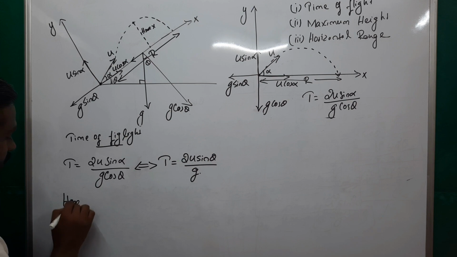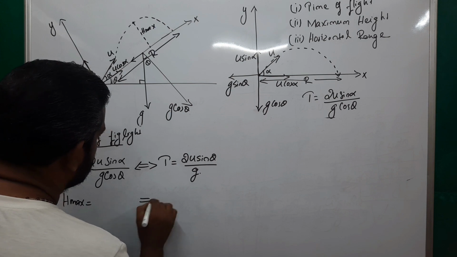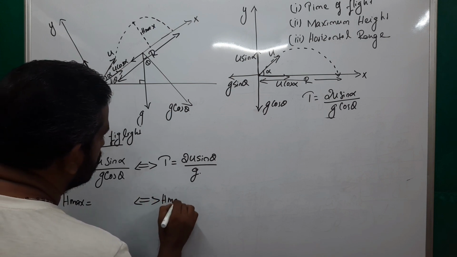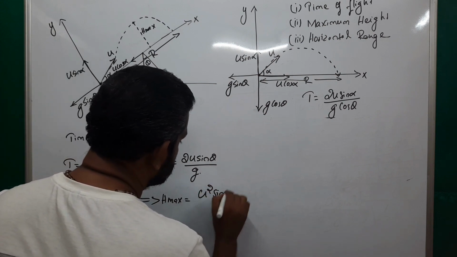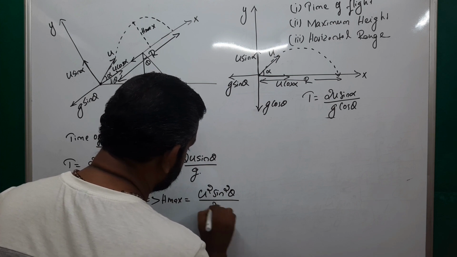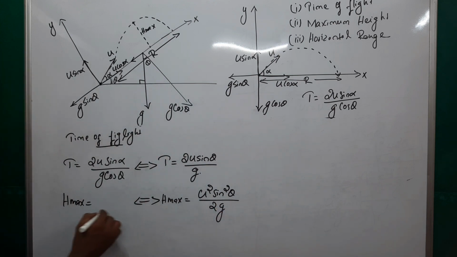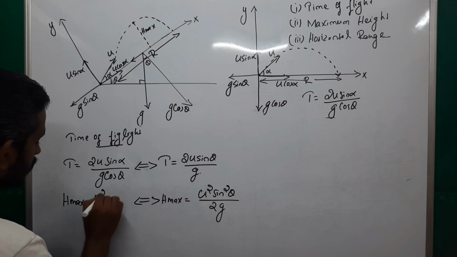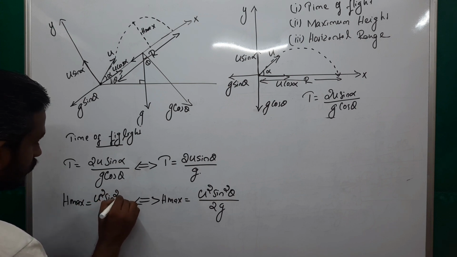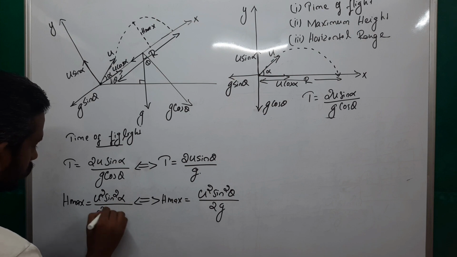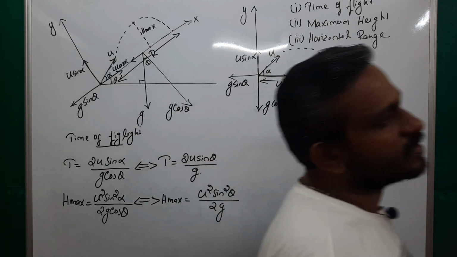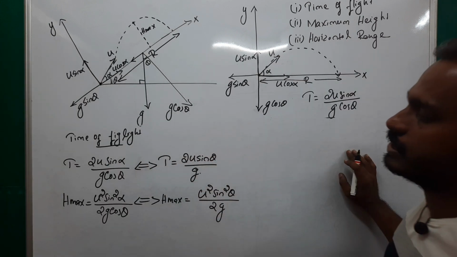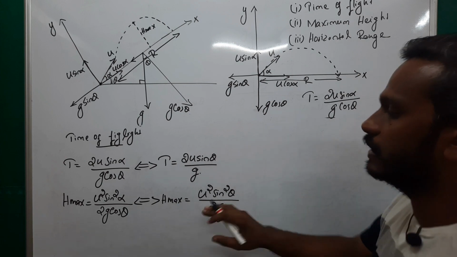So h max: what is h max? h max equal to u square sin square theta divided by 2g. Here it is u square sin square alpha divided by 2g cos theta. So there is a strong resemblance between these two equations, the horizontal projection and inclined projection.